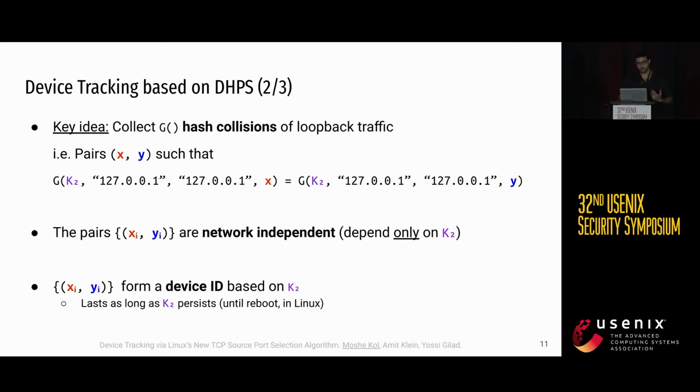So the key idea of our attack is to collect hash collisions of the G hash function for loopback traffic. And what I mean by that is pairs of loopback destinations that use the same counter value in the source port calculation. And these pairs are network independent because they only depend on the key K2. So if we collect enough such pairs, the collection of pairs form a device ID based on that key and based on that key alone. And the lifetime of the device ID is the lifetime of the key, which is until reboot in Linux.